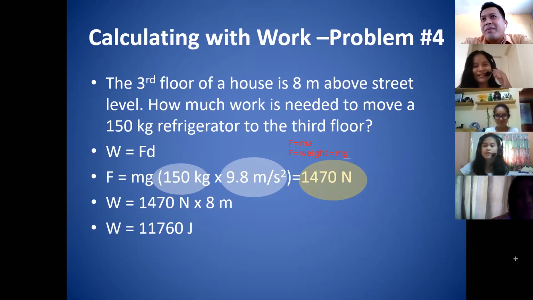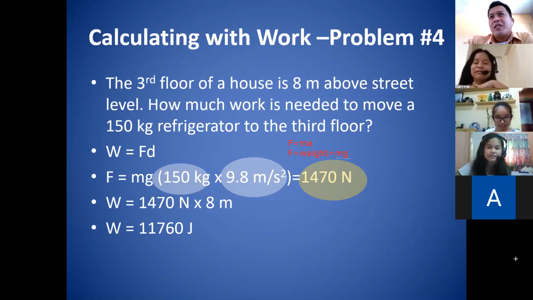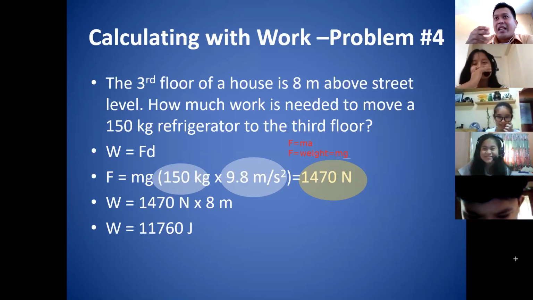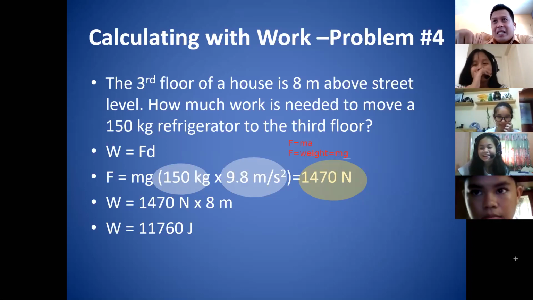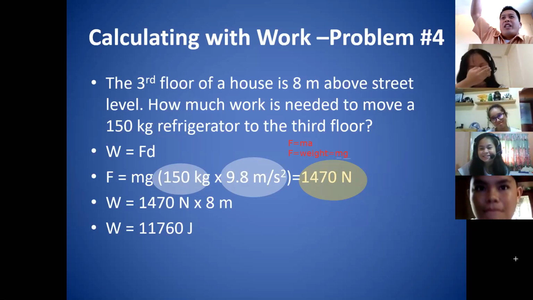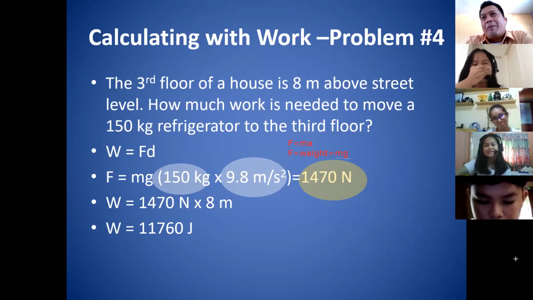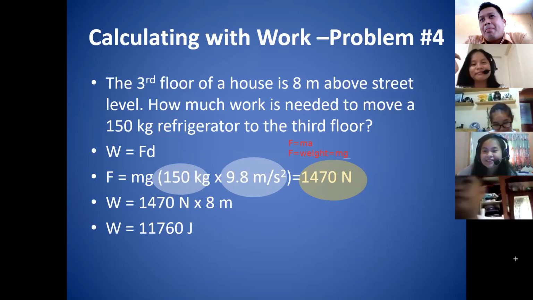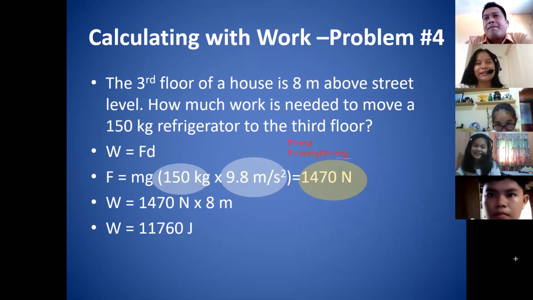What was that, sir? You froze, sir. I froze, sorry. If it is a horizontal motion, then you need not use the gravitational acceleration. There should be an acceleration present if it is horizontal. But if it is vertical motion, then the acceleration there should be gravity. We'll use the gravitational acceleration there. Okay, sir. Thank you.